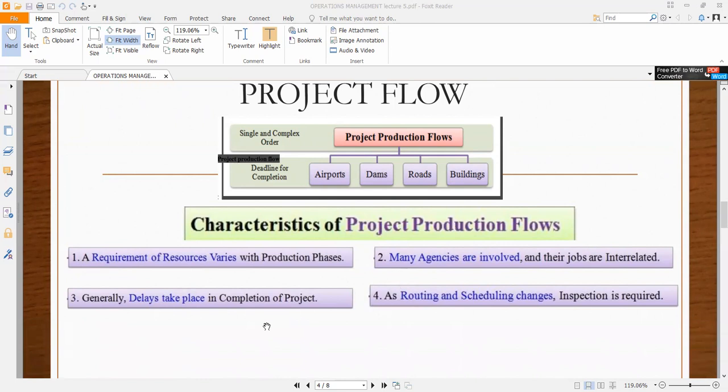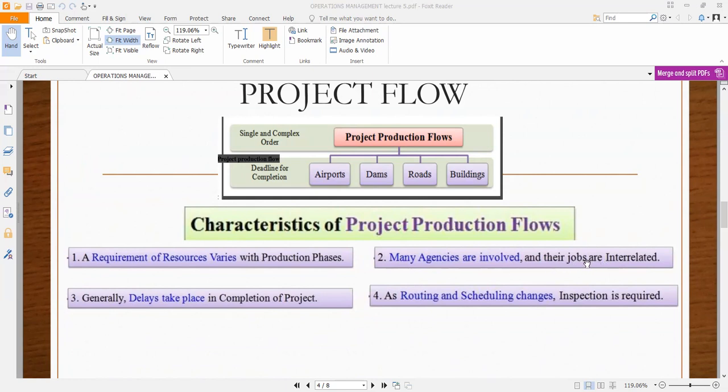Now let's look at characteristics of this project production flow. First characteristic is that the requirement of resources varies with production phases. At each and every phase, there is a different requirement of production resources. So for instance, if you're building a road, or a dam, or an airport, you lay a foundation, and for the foundation you need different materials. When you reach even a house, when you reach the window level, you need different materials.